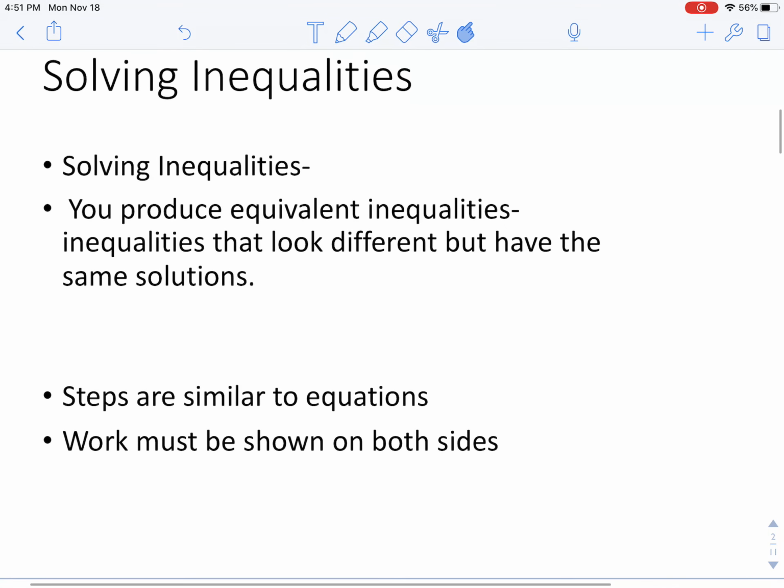Solving inequalities. You produce equivalent inequalities, inequalities that look different but have the same solutions. So the steps are similar to solving equations. Work must be shown on both sides. So we're going to keep drawing that line down the equal sign. Just like a balance beam, I want to see the work on both sides.